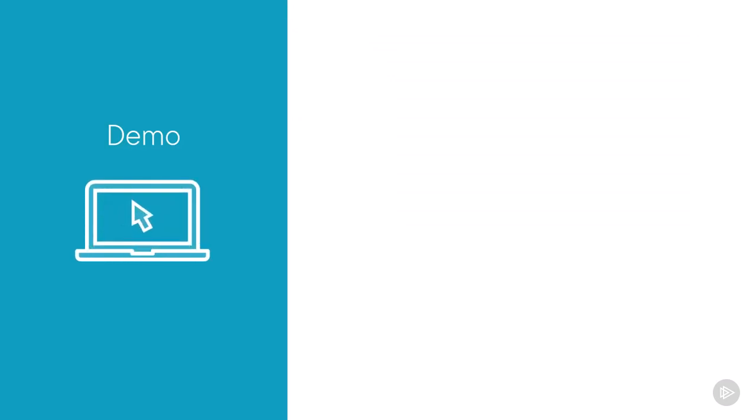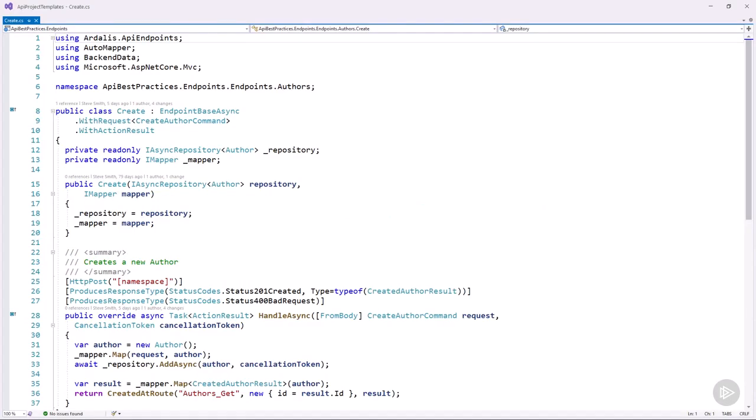Let's see how we can use API Endpoints to implement a set of web APIs with the REPR pattern. First, let's look at an endpoint that creates a new resource, in this case, an author. You can see that pretty much the entire endpoint appears on one screen. The only thing that's not shown is a single closing brace. Each endpoint inherits from EndpointBaseAsync for asynchronous endpoints and is able to specify a request as well as a result. There are various options for both of these, including no request and no result.